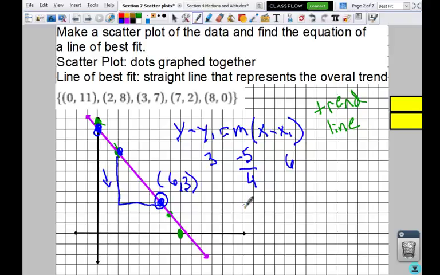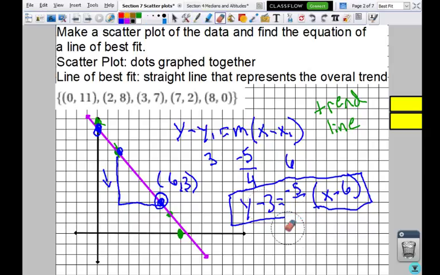I'm just going to fill in my formula. Y minus 3 equals negative 5 over 4 times x minus 6. And this is my equation for my final answer here. And this is really all we're going to be doing today. I had a second part in mind, but I think we're going to skip it and just practice scatter plots.